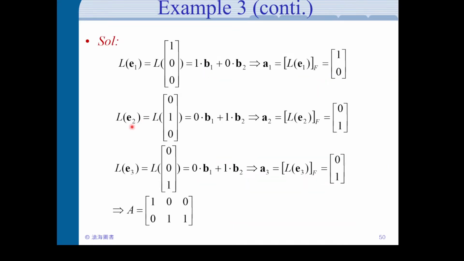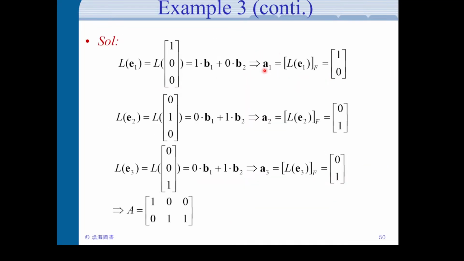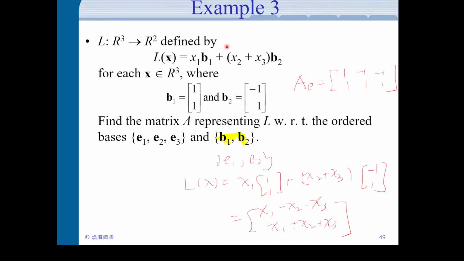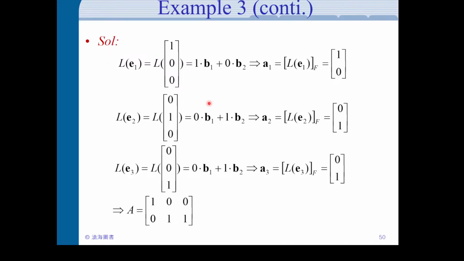and e2 gets mapped to 1 times b2, and e3 gets mapped to 1 times b2. So this is 1 b1, 1 b2, and 1 b2. Because we are given this L in a very nice form, we already find the coordinates with respect to b1 and b2, so we don't need to do this transformation here. This is a nicely set up example.